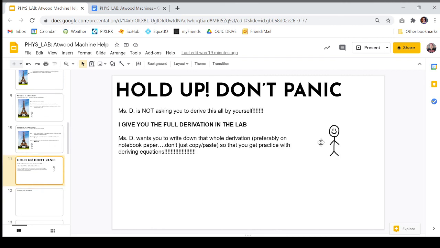There we go. So don't panic. Y'all, I just want you to rewrite that derivation and get practice.